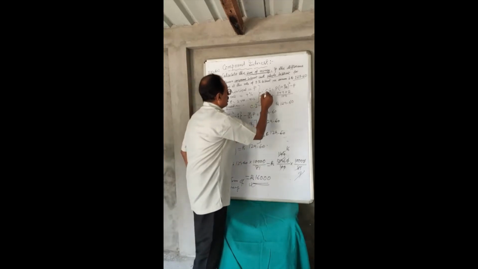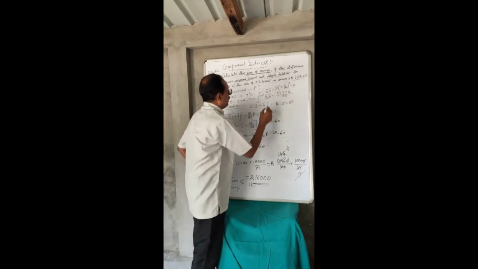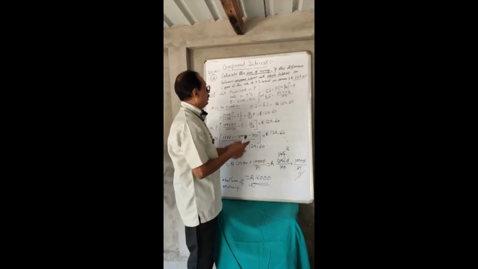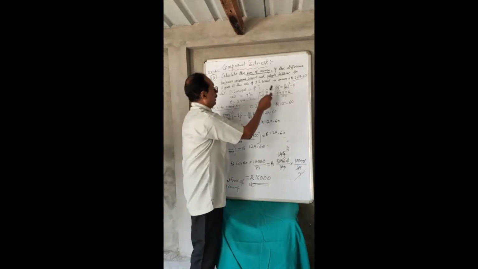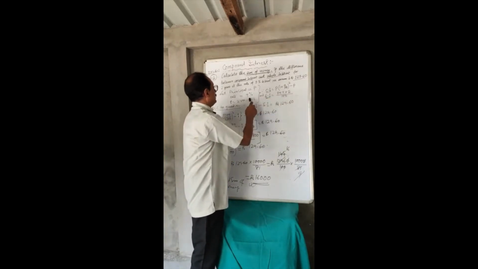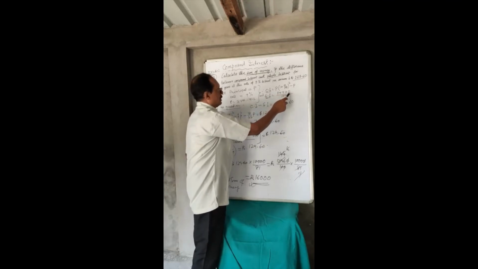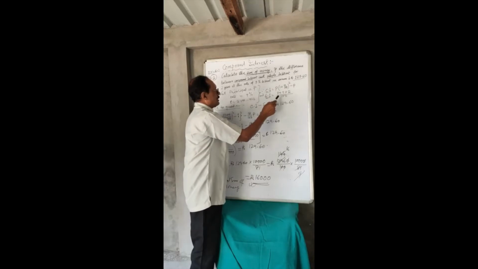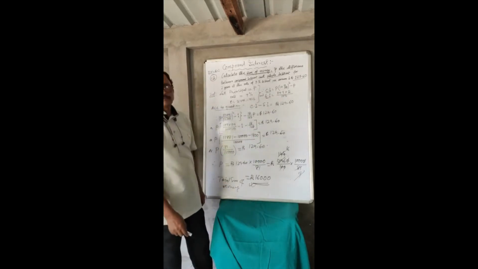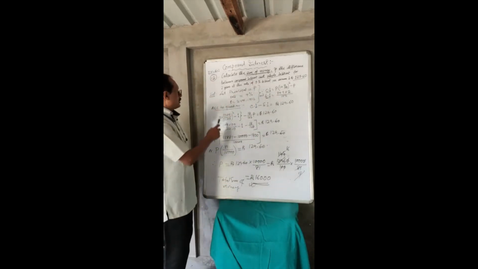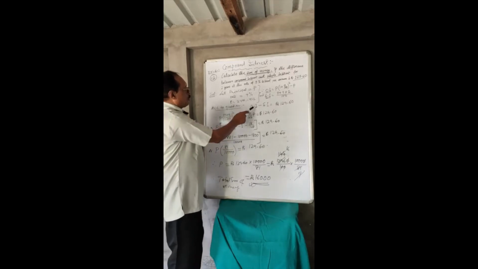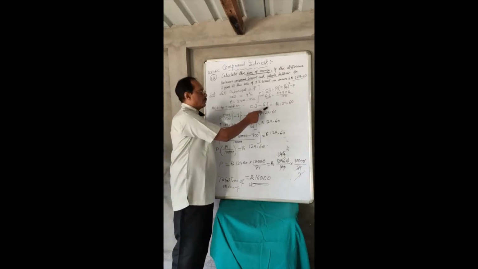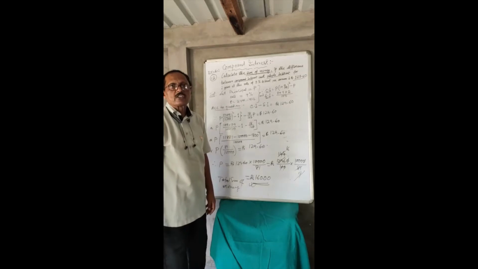And the formula for simple interest is known to you: P into R into T by 100. So the principal is P, the rate is 9% and the time is 2 years, by 100. So we have to find the compound interest and simple interest separately. According to the question, the difference between the compound interest and the simple interest is rupees 129.60.